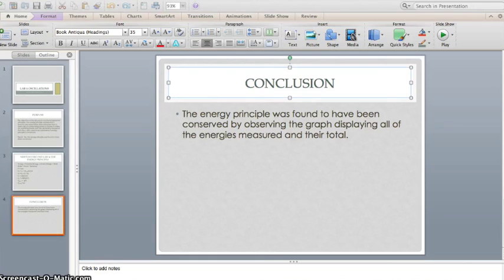In conclusion, I found the energy principle to have been conserved by observing the graph displaying all of the energies measured, and their total remained 0 throughout the video.